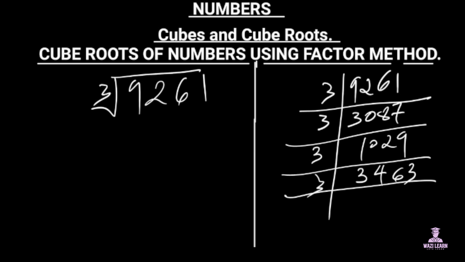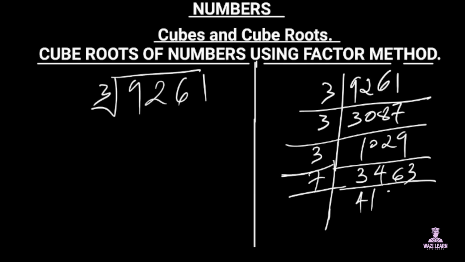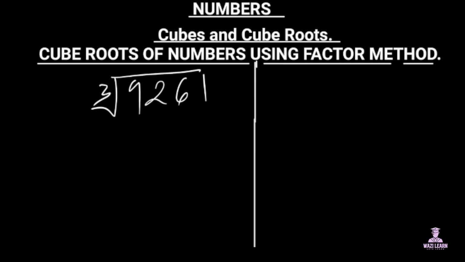So you divide by 7. This one cannot be divided by 3, you will get a remainder. So you divide by 7. 343 divided by 7 will be 49. Divided by 7 will be 7. This one is a large number, but it can still be done.